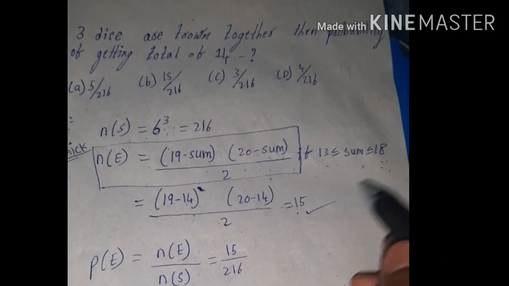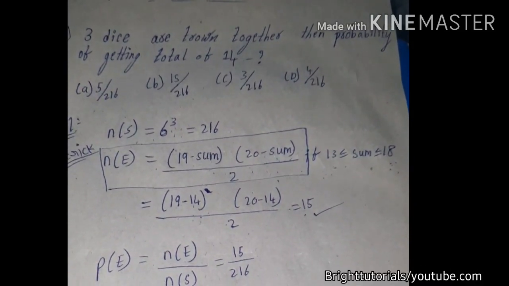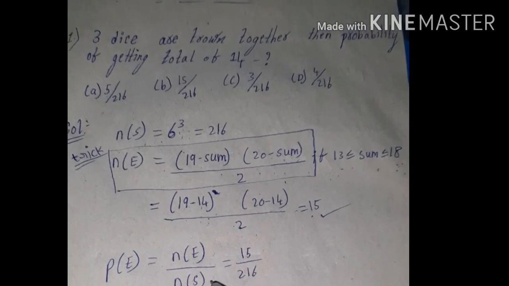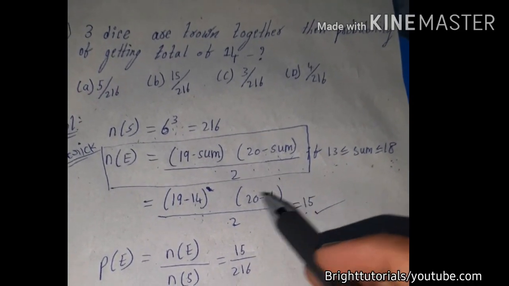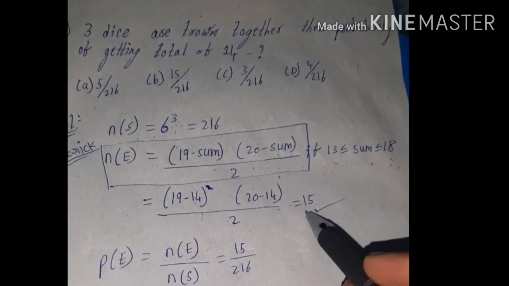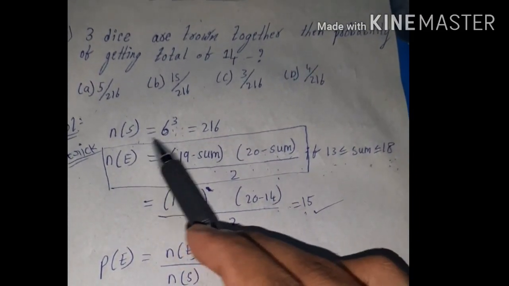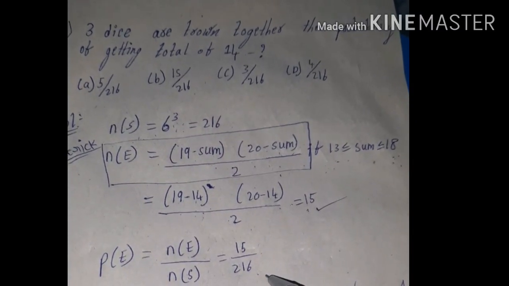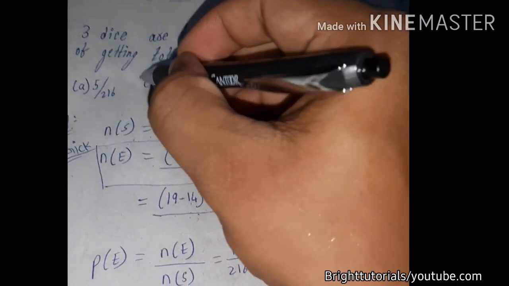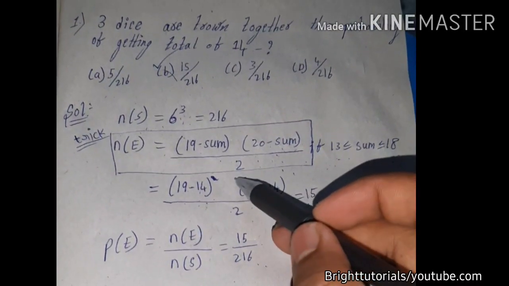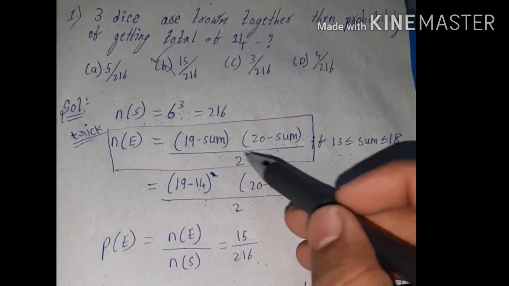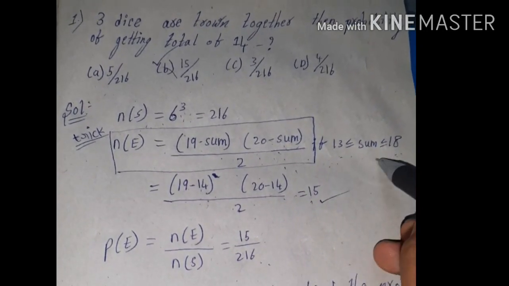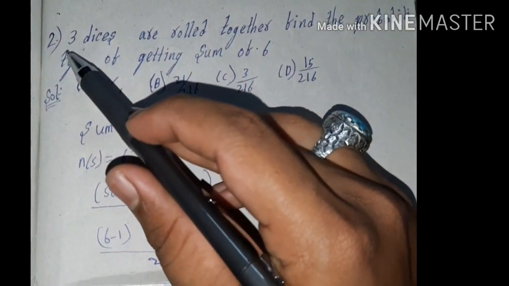The final answer is 15. We know that the formula for probability is P of E equals N of E whole divided by N of S. So we got the value of N of E using this formula as 15, and the N of S value is 216. So the final answer will be 15 by 216. So option B is the right answer. Like this, by using this formula you can directly find the value of N of E for any sum from 13 to 18. Now we'll start with the second question.